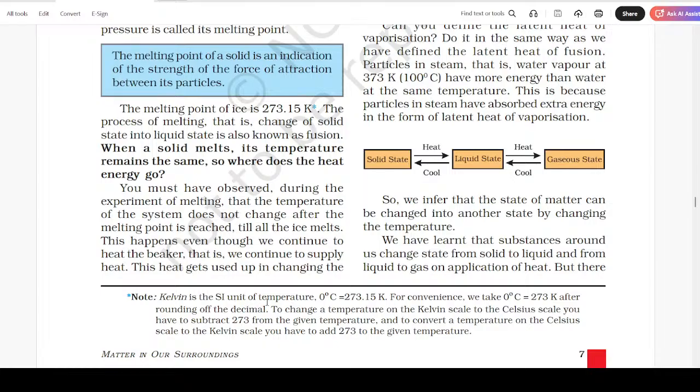Kelvin is the SI unit of temperature. 0 degree centigrade is equal to 273.15 Kelvin. For convenience, we take 0 degree centigrade as equal to 273 Kelvin after rounding off the decimal. To change the temperature on the Kelvin scale to the Celsius scale, you have to subtract 273 from the given temperature, and to convert a temperature on the Celsius scale to the Kelvin scale, you have to add 273 to the given temperature.